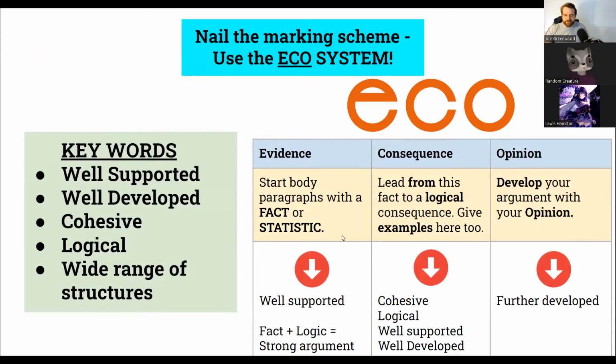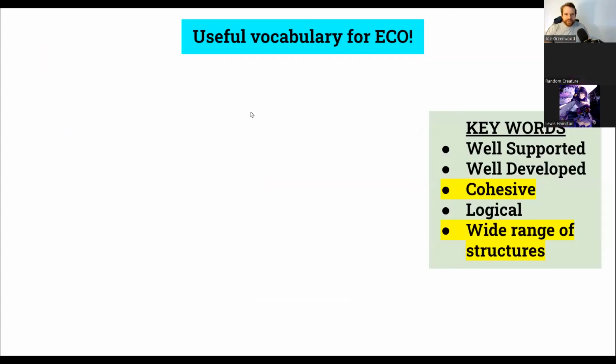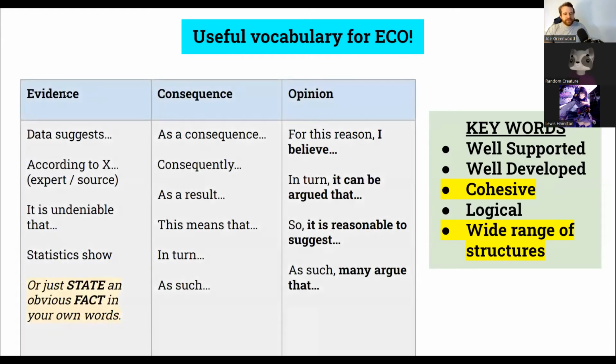Oh, here's some arrows. So here's some useful vocabulary for ECO, for evidence, consequence, opinion. For evidence, you could say data suggests, according to blah blah blah, it is undeniable that, or statistics show. You don't have to use these, but you can use these. Or just state an obvious fact. You don't have to use clever words for this part, okay? Consequence, you can say as a consequence, consequently, as a result, this means that, in turn, or as such.